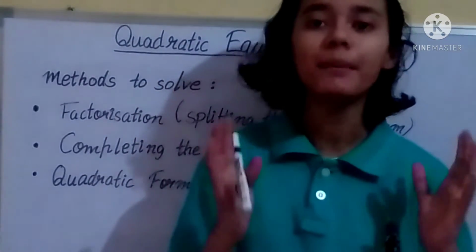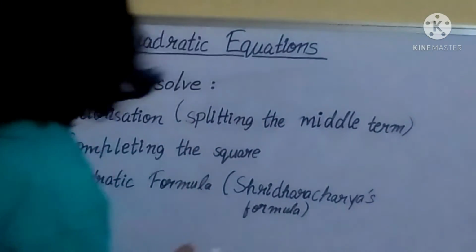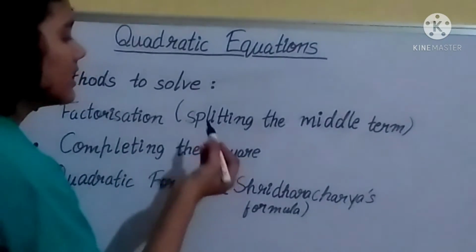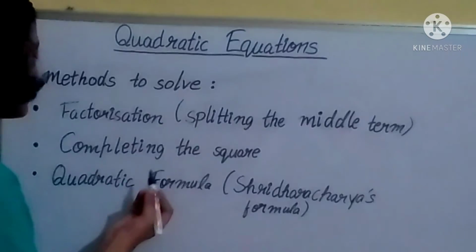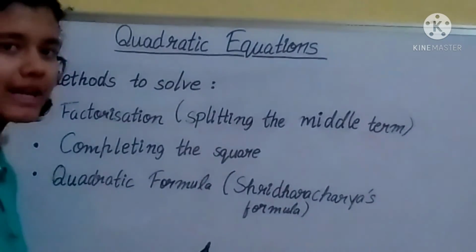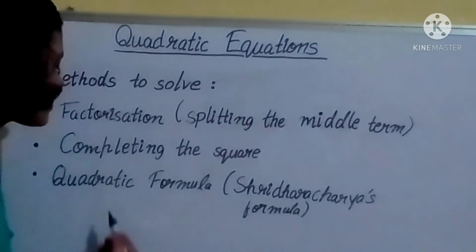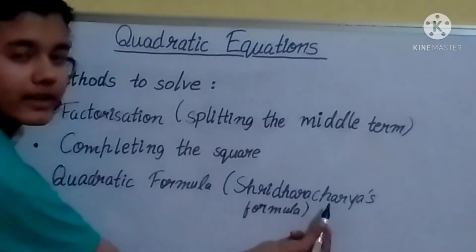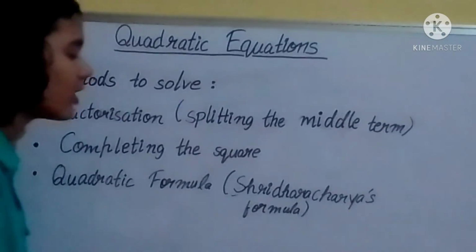Now let's see the methods to solve the quadratic equation. Okay, so the first method is the factorization method. This is also called the splitting the middle term method. Then the second method which we will use is the completing the square method. Then the last method that we are going to use is the quadratic formula, also known as Sridharacharya's formula, because he gave this quadratic formula.